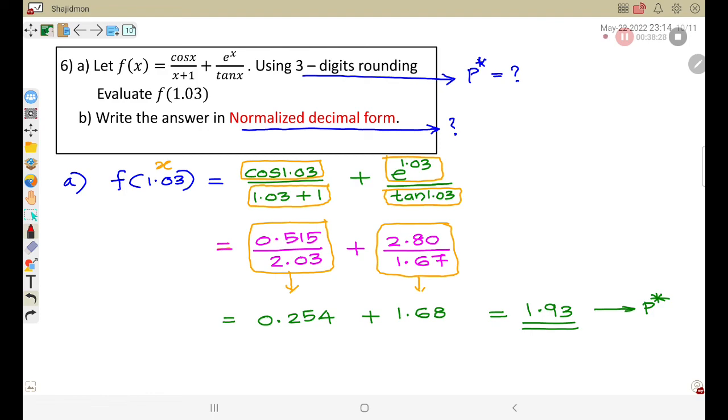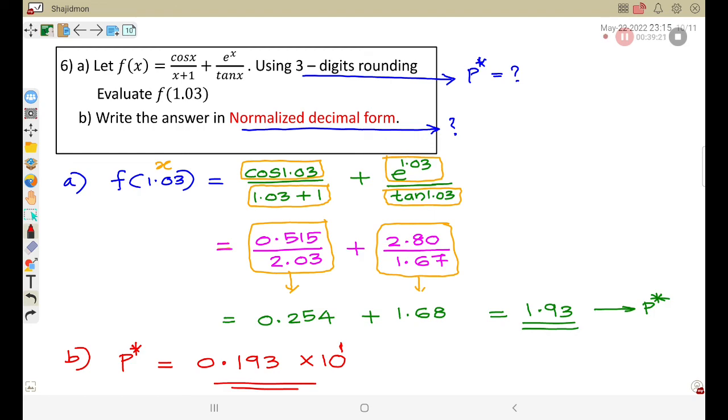Now the B part of the question. What is the B part? Write the answer in normalized decimal format. So what is the answer? The P star value, P star equals 1.93. What is the normalized decimal form? Starting from 0 point, write all the digits, 193, multiplied by 10 power. Before the point, how many numbers? Only one number, so multiply by 10 power 1. That is the normalized decimal form of the answer.